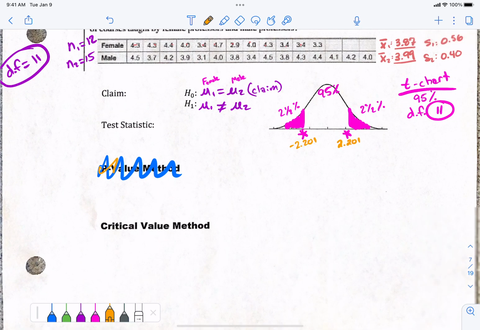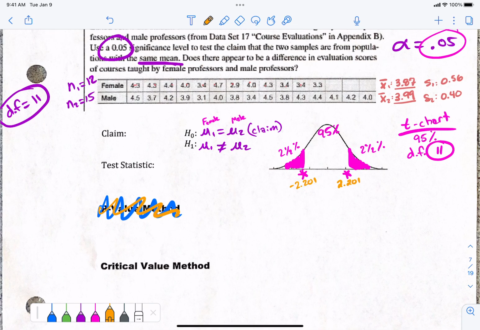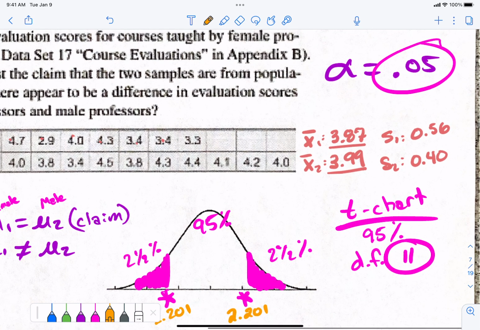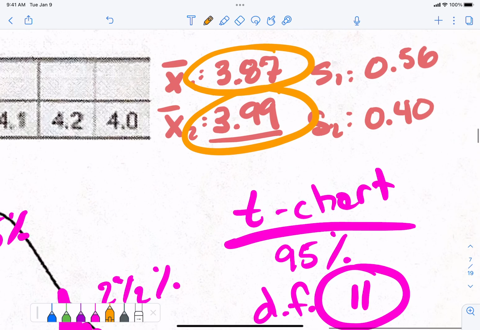Again, we're not going to do the p-value method here. We're going to do just the critical value method, and I'll tell you which ones to do on your homework assignment. Now, the average score for females was 3.87. The average score for males was 3.99. They are scoring males higher, according to our sample, than they are scoring females. But is the female score lower than the male score enough to say that they're giving preference to male teachers? I don't know. That's what we have to decide. Do you think 3.87 is close enough to 3.99? I don't know.